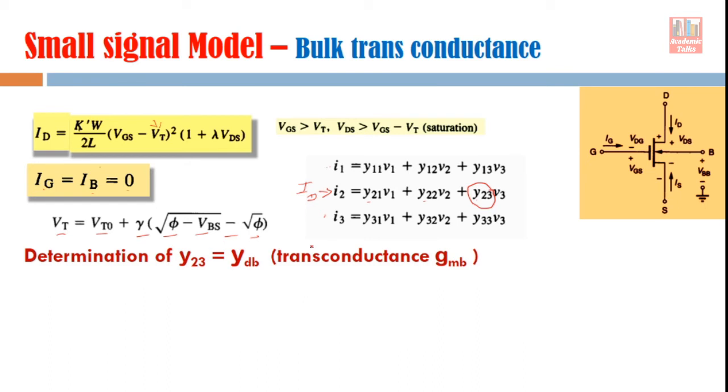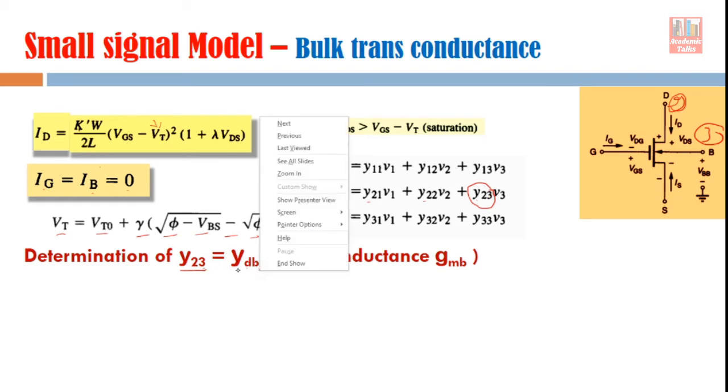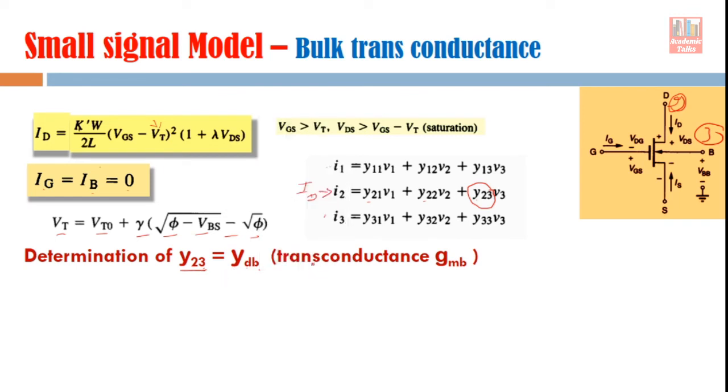So now our purpose is to determine Y23, that is our second terminal and this is our third terminal. Y23, what it is? 2 means drain, 3 means bulk, right? So it is YDB. Sorry, it is written here as transconductance. Instead of trans, it should be written as bulk transconductance. That you can write, bulk transconductance, and it is denoted as GMB.